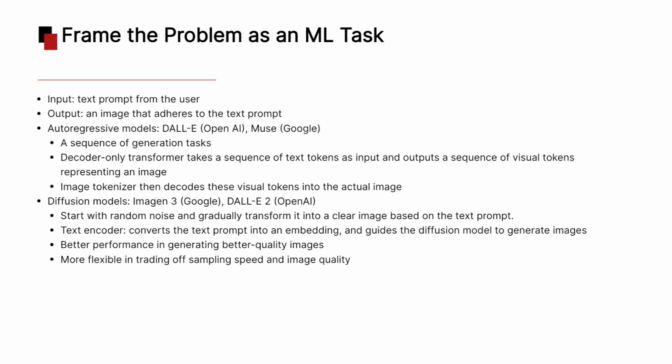2. Diffusion models: Imagen 3, DALL-E 2, Stable Diffusion. Diffusion approaches model image generation as a gradual denoising process. They learn to reverse a forward process where Gaussian noise is progressively added to an image. Pipeline. Text encoding. A large language model or a CLIP text encoder embeds the prompt into a dense vector space.